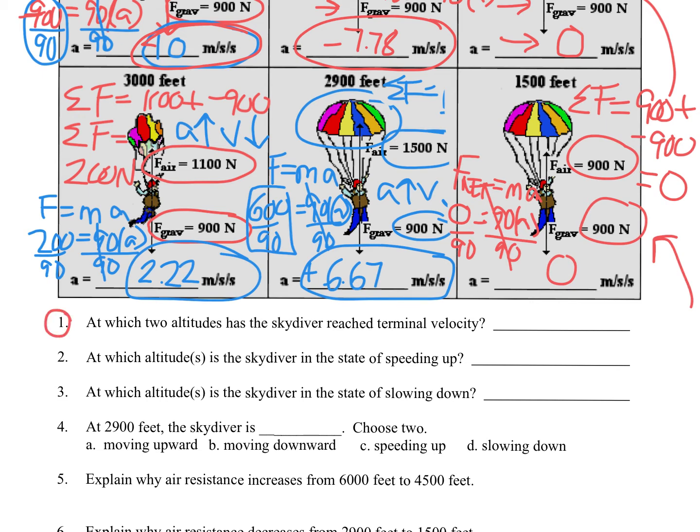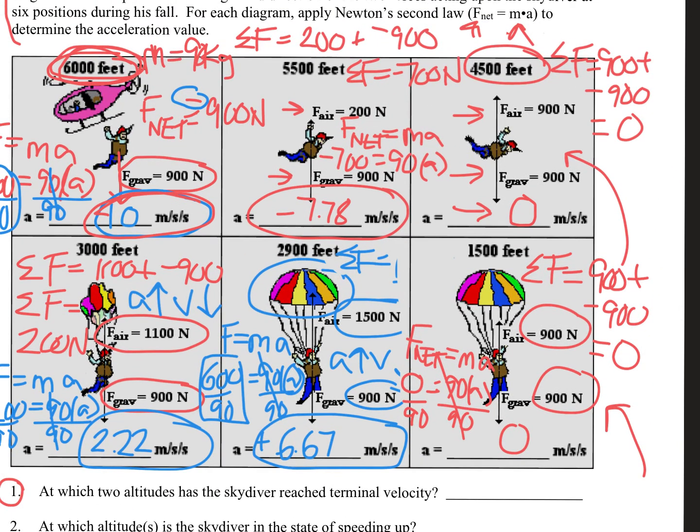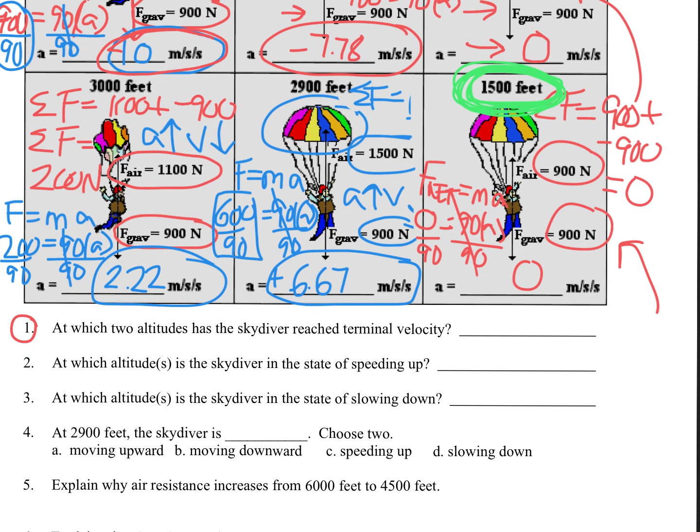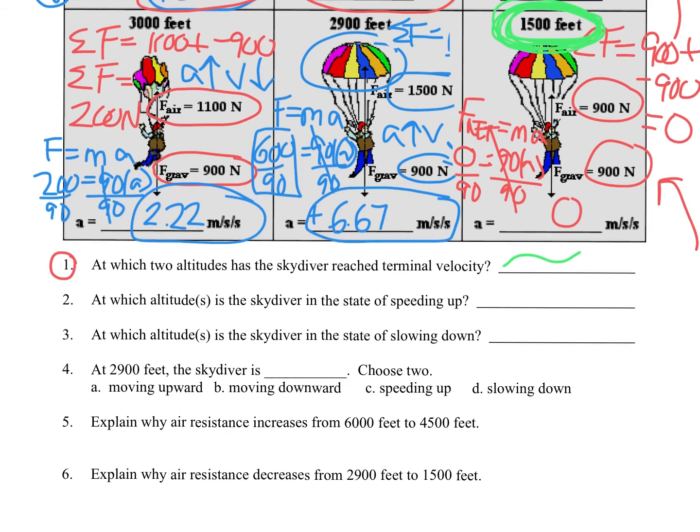Number one, at which two altitudes has the skydiver reached terminal velocity? We already said that, right? The two elevations where they reach terminal velocity, meaning that it can't speed up anymore. It's at no acceleration, constant velocity, 4,500 and 1,500 feet. So let's make sure we put that in there. 4,500 and 1,500 feet. Be sure to write that.